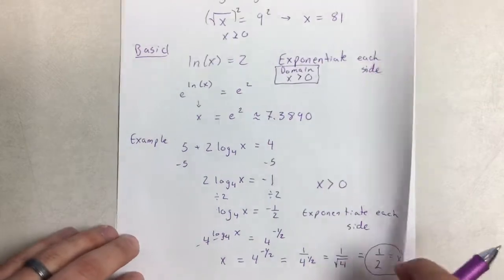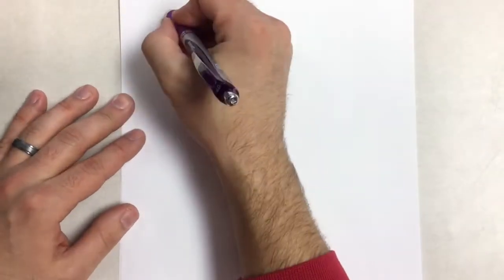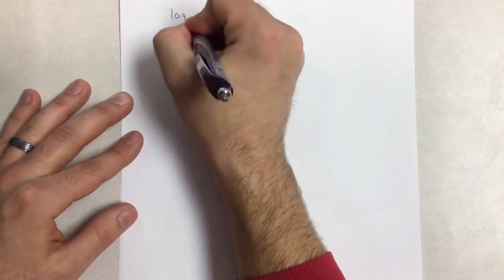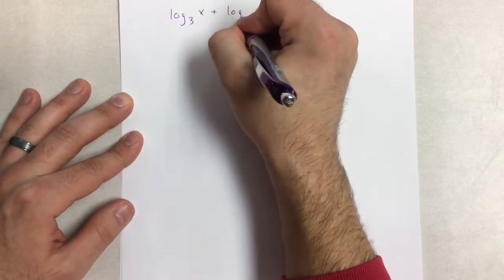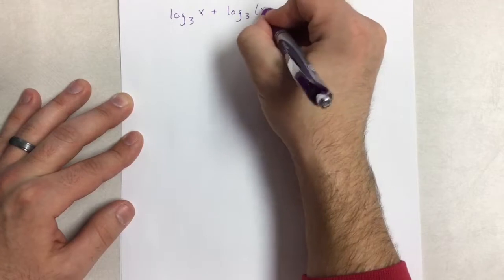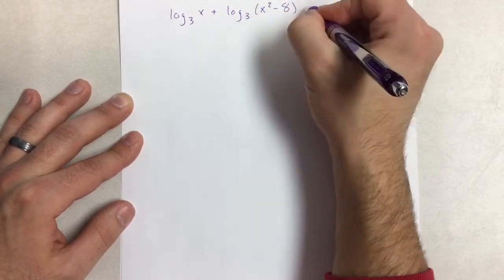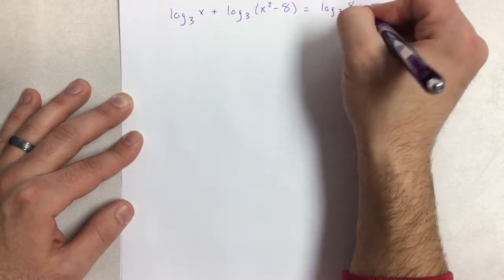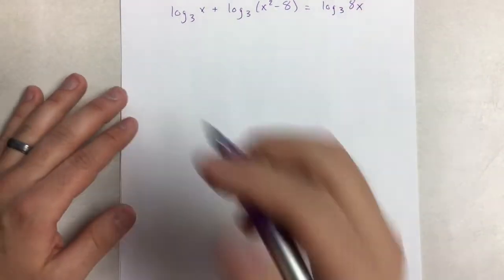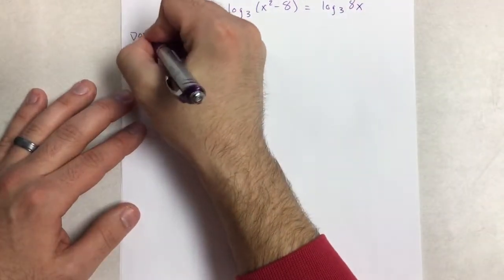Okay, so let's try another. Let's go for something a little more complex. Let's say we have log base 3 of x plus log base 3 of x squared minus 8 equals log base 3 of 8x. We're going to pay attention to the domain at the very beginning.